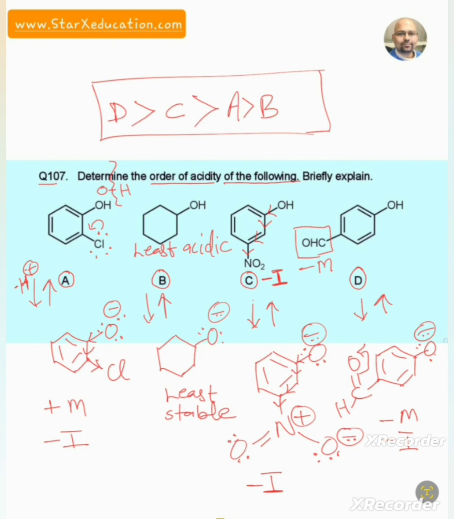So to recap the question and the concepts, we have applied the concepts of inductive effect and resonance effect in order to see the stabilities of conjugate bases of these four Bronsted acids. And we know that the more stable the conjugate base, the stronger the acid. And hence the order of acidities turned out to be D is more acidic than C, C is more acidic than A, and A is more acidic than B.